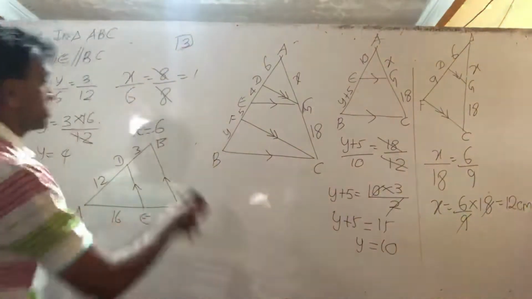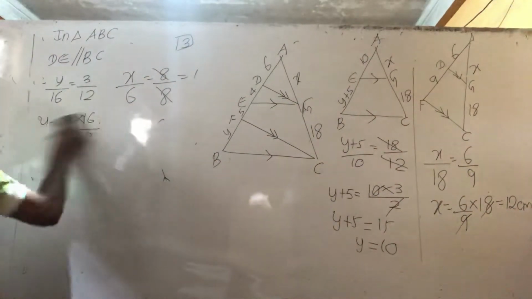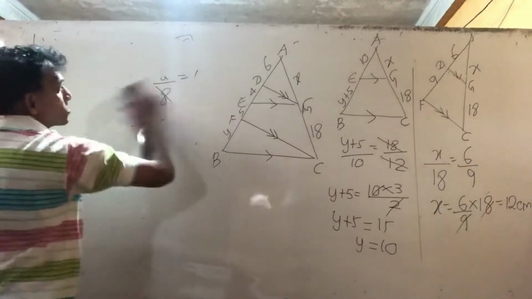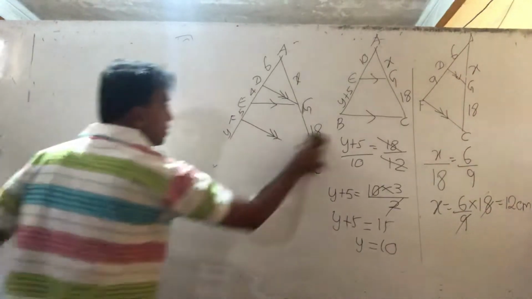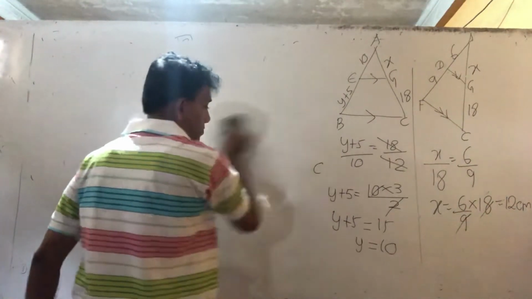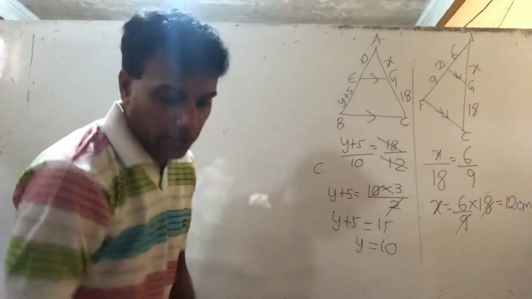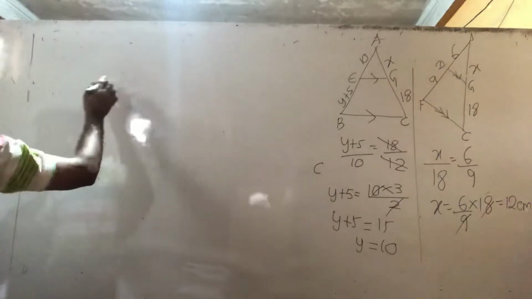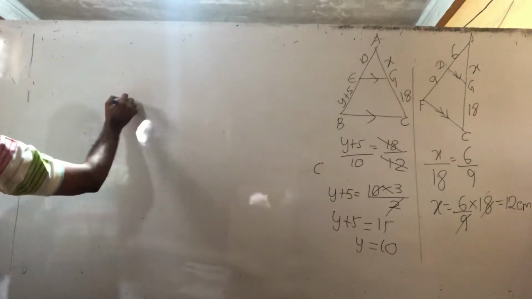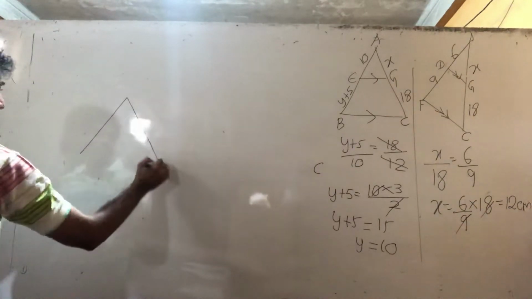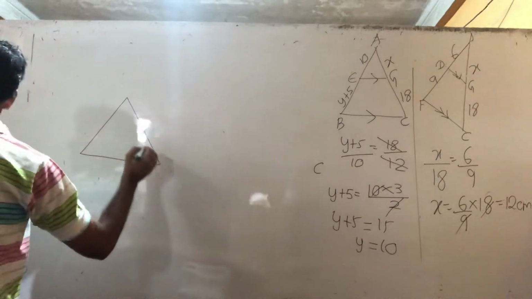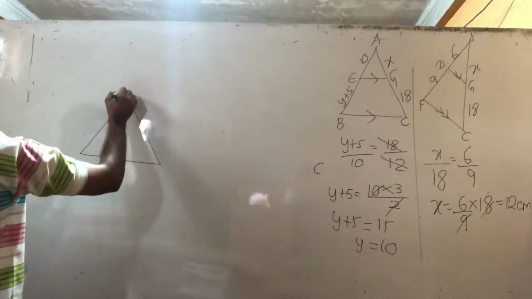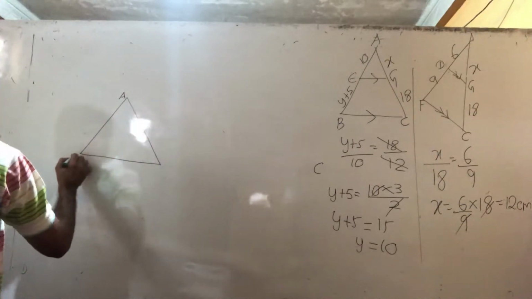See next question. See, there's a triangle marked like this with a dark line. A, B, C.